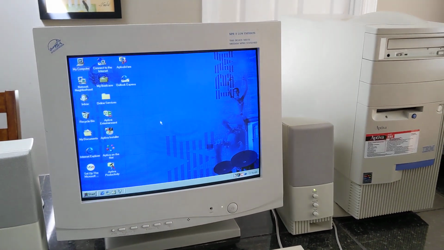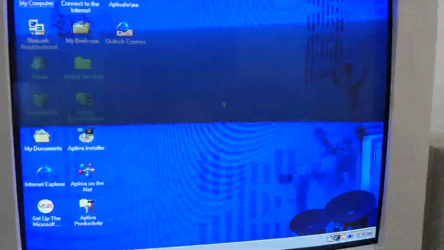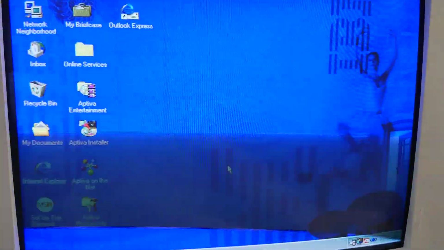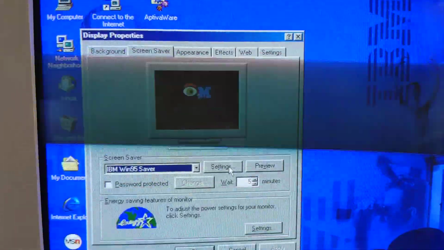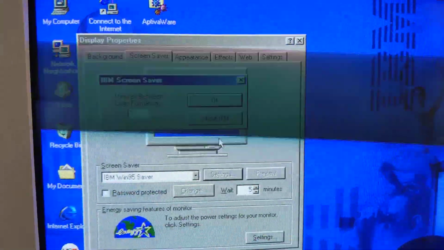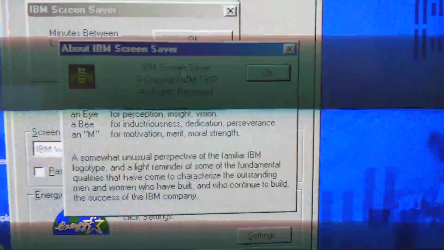So here's my beautiful IBM Aptiva with customized IBM Windows 98. And here is the exclusive IBM screensaver that came with it. And the about box truly brings a tear to my eye.